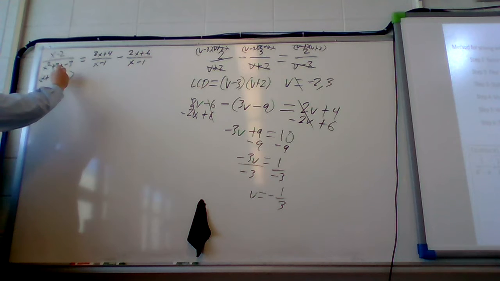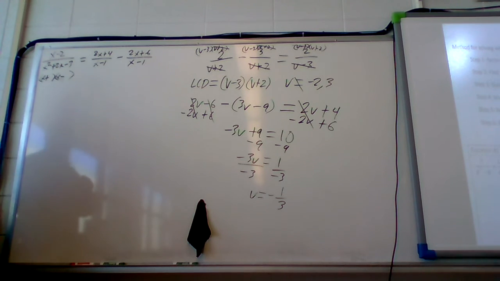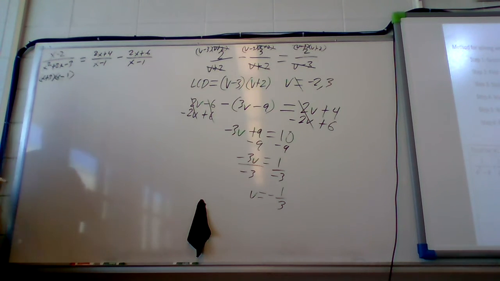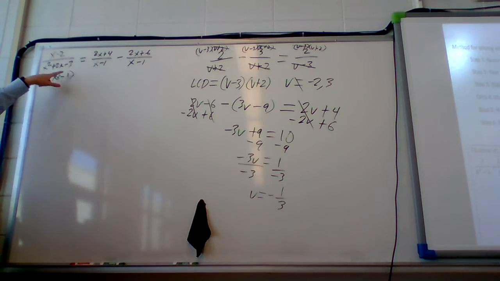So we have x plus, x minus, x plus 3, minus 1. All right, 3 times negative 1 gets us that negative 3. 3 minus 1 gets us that 2. Okay. So that's this denominator.